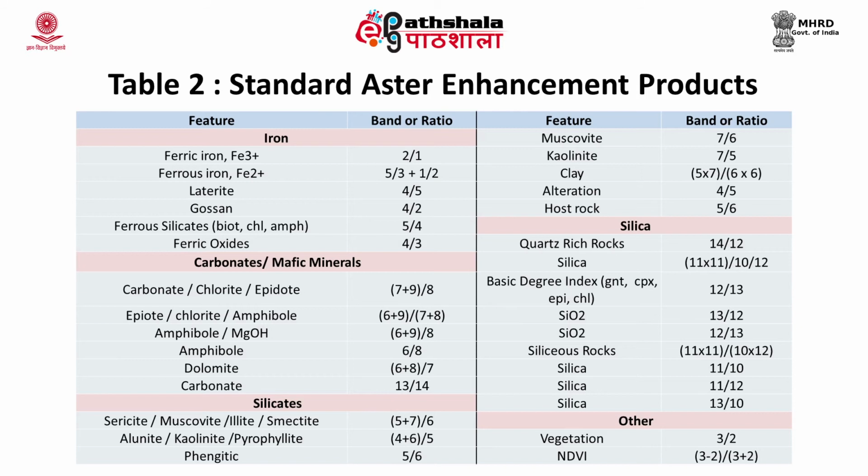And discrimination 1, 2, you can go for 4 by 7, 4 by 7 for the red. For the green, you have to use a different band ratio. For silica, again you can go for this higher 14 by 12. So, by using this, we can enhance this image, and we will get information from that particular image.